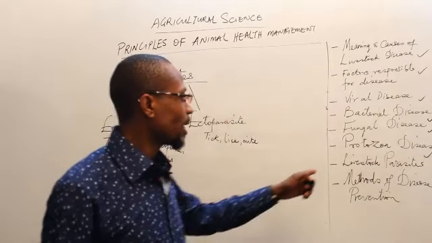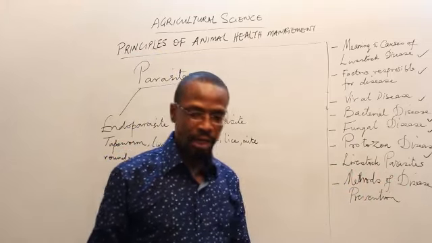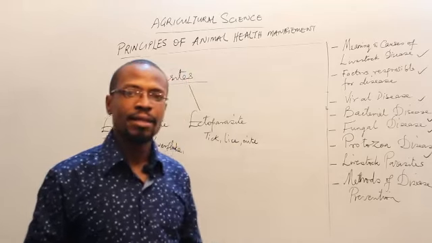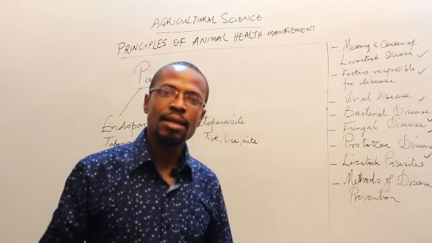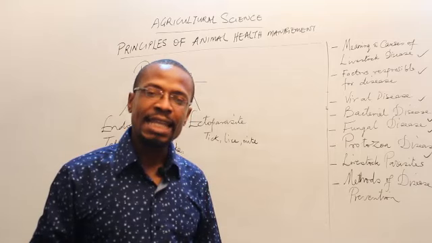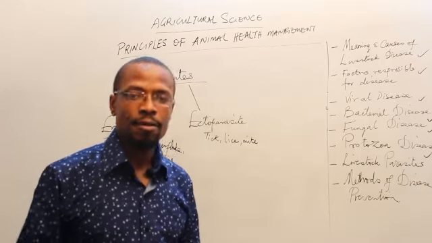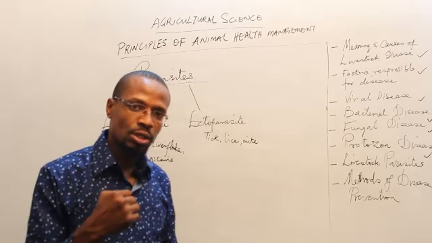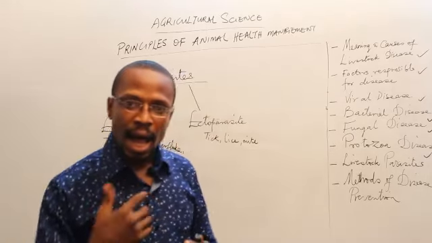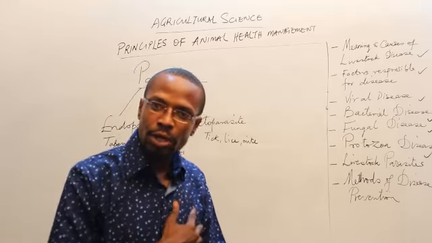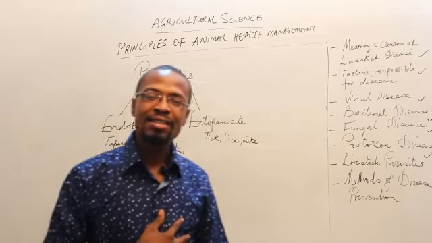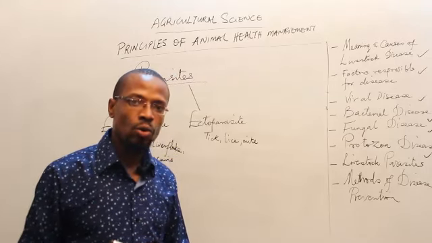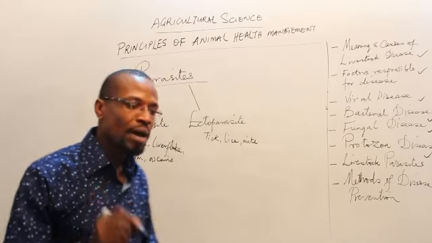Now we are looking at the topic livestock parasites. What do we mean when we say parasites? Parasites are simply organisms that live off their hosts. A parasite can live inside the host, or it can live outside the host, that is, on the body of the host. When a parasite lives within the body of the host, that parasite is called an endoparasite.